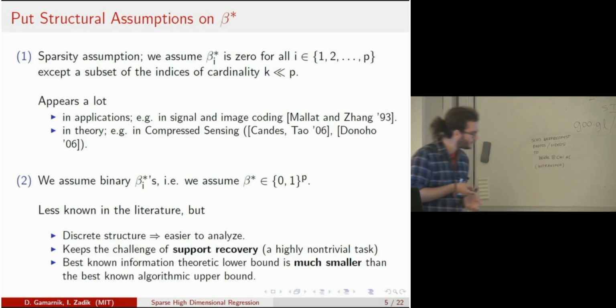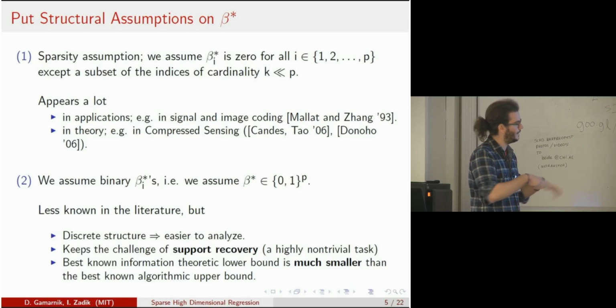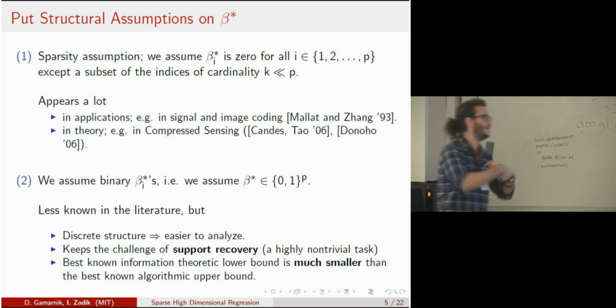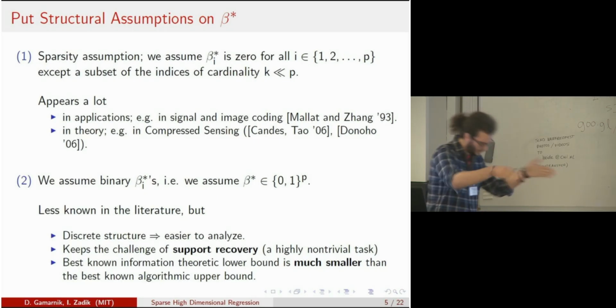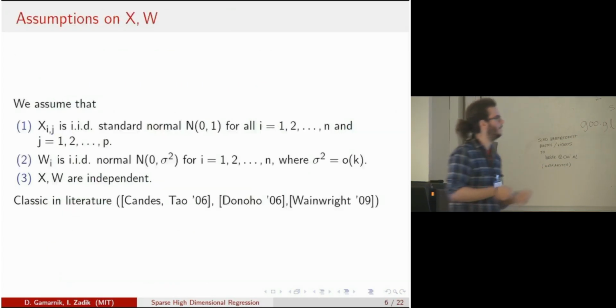And finally, and most importantly, to the best of our knowledge, there was, in the literature, a gap between the information theoretic lower bound, the best known one, and the best known algorithmic upper bound. There was actually a more general case than this, where beta star is assumed to be in every coordinate either 0 or of magnitude at least 1, where the best known information theoretic bound and the best known algorithmic bound were asymptotically different. So we were interested in bridging this.